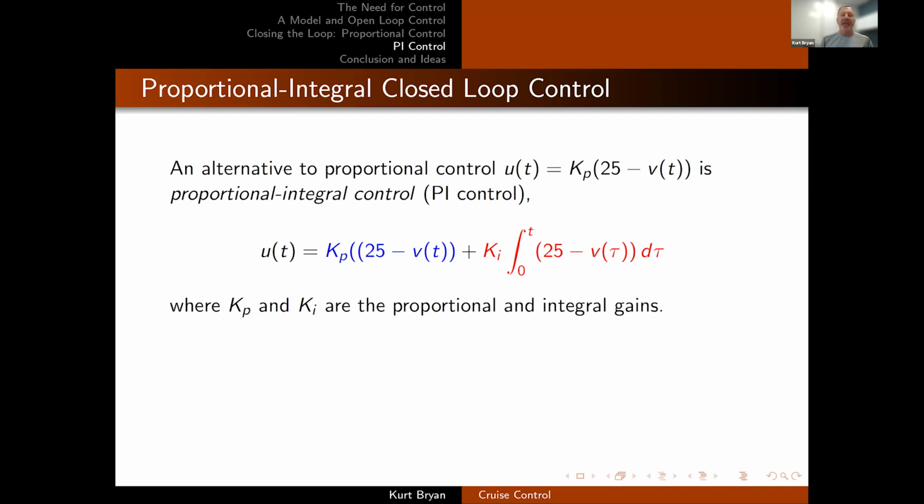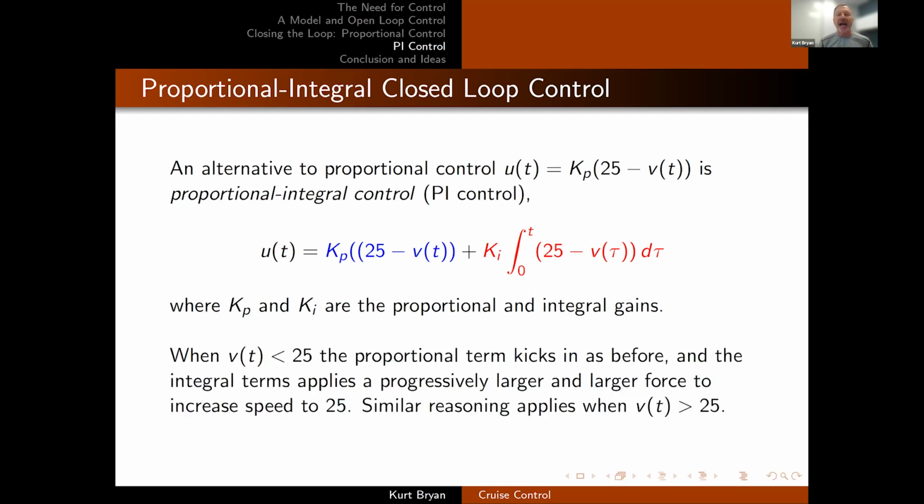So the question is, with this control function put into the DE that governs the car's motion, what does it look like? What are we going to get? How are we going to analyze it? Well, here's what happens.